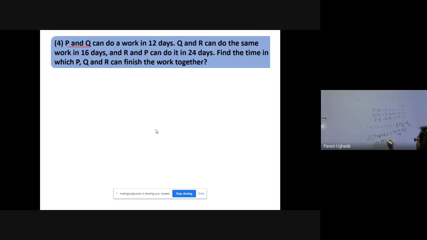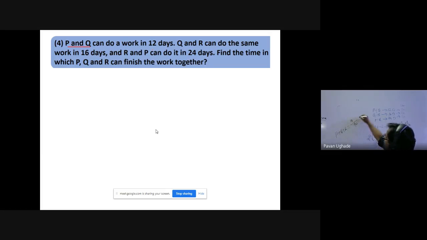So 2 times P plus Q plus R is 9 by 48. Now, because I want the work done by P, Q and R only, this 2 is not required. So I will say P plus Q plus R equals this divided by 2. So 9 by 48 divided by 2 will be 9 by 96.